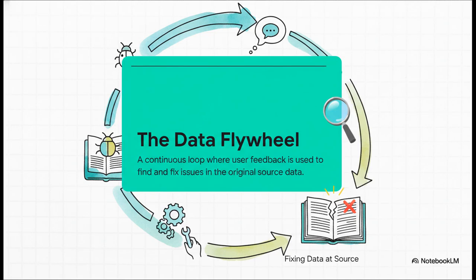And last but not least, a production system can't just be done. It needs to evolve. You need what's called a data flywheel. This is a continuous loop where you're constantly monitoring for failures, getting user feedback, and digging in to find the root cause. And you know what? A lot of the time, the problem isn't the model or the code, it's an error or a gap in your original documents. Fixing your data at the source is the single most powerful thing you can do for long-term quality.